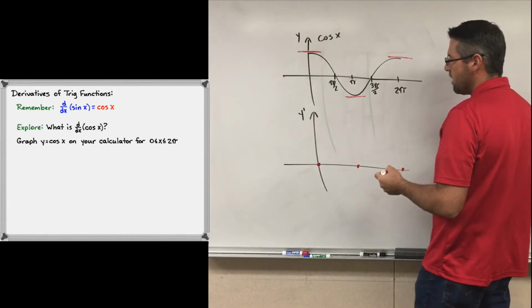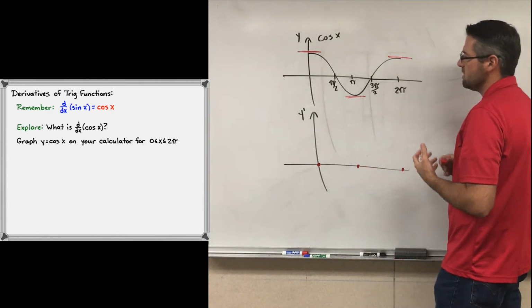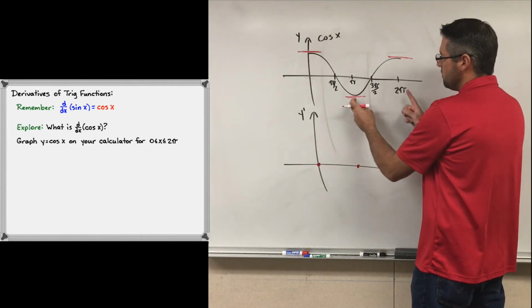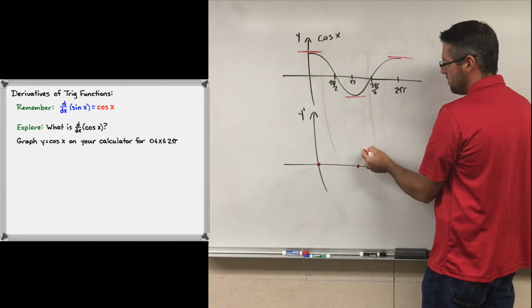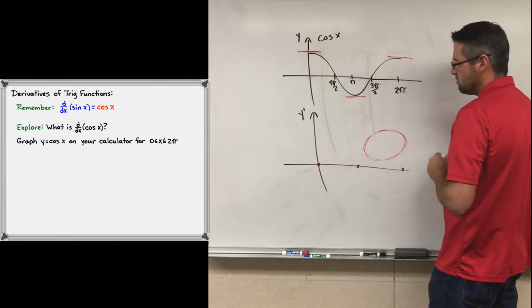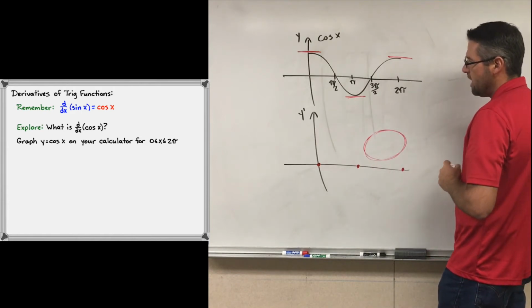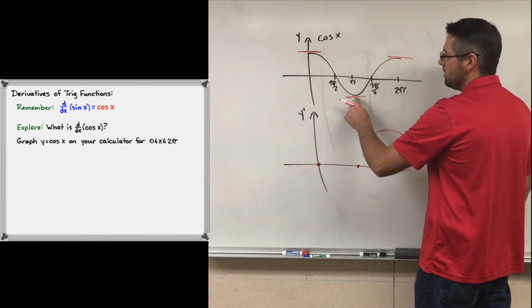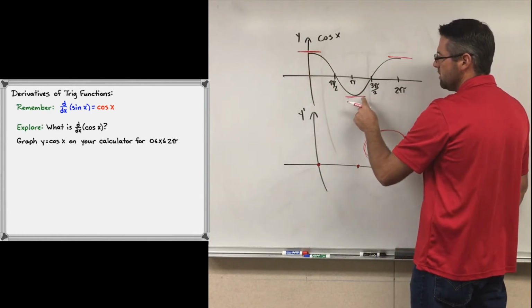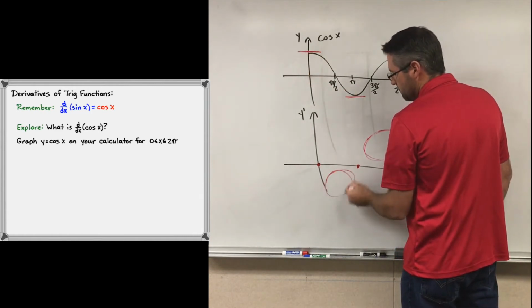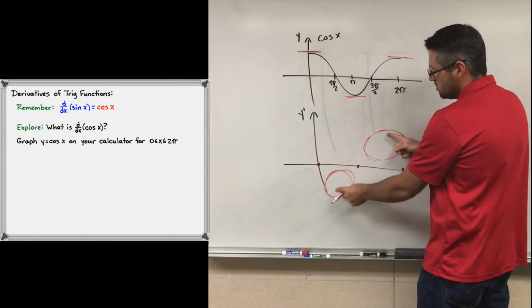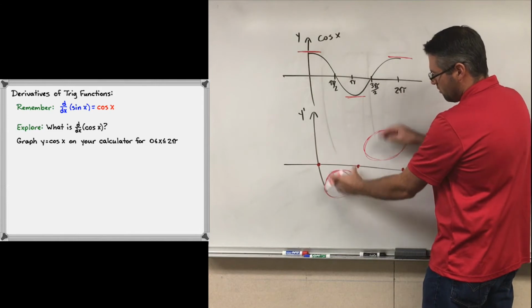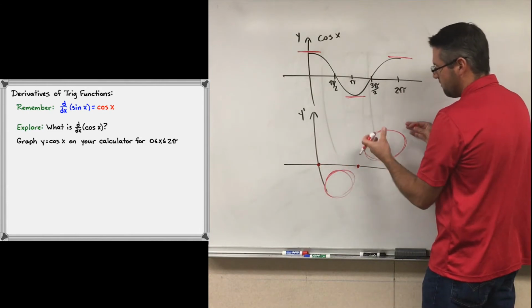Okay? From there, I look for where the function is increasing. Well, the function is increasing from pi to 2 pi. If the function is increasing, that implies that the derivative is positive. And where the function is decreasing, that would imply that the derivative is negative. So I know that the values my derivative holds must be negative and positive within these regions.